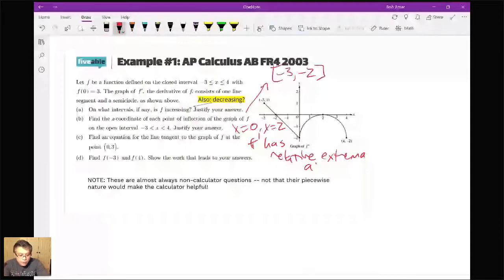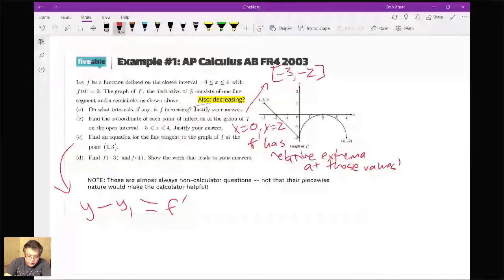Okay. For part C, the equation for the line tangent. Let me show something here. Besides slope intercept form, there's the form y minus y1, where you want to use y0. That's fine with me too. Is f prime. Let's see.